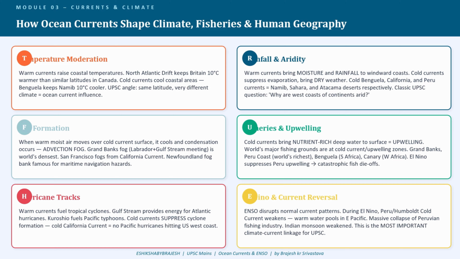Cold currents prevent cyclone formation, which is why the US Pacific coast, despite being tropical at its southern end, almost never gets hurricanes. The cold California current keeps those waters too cool for cyclone development.